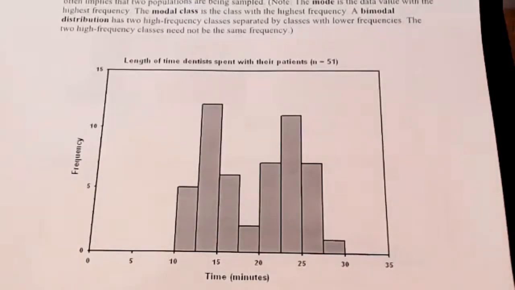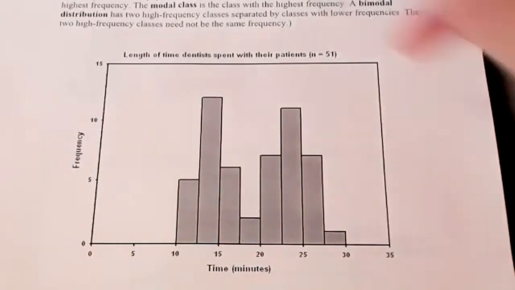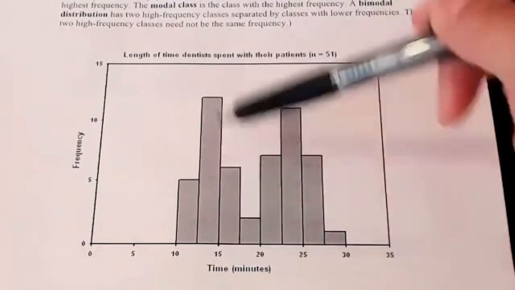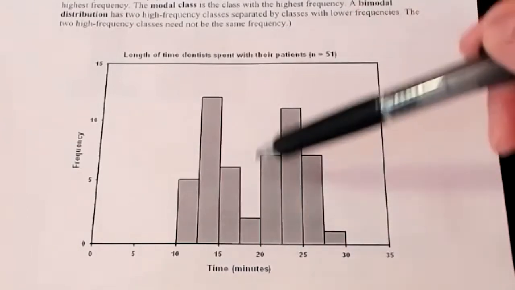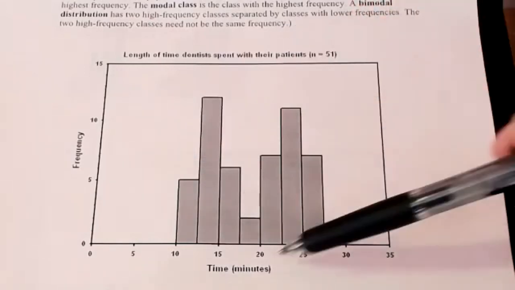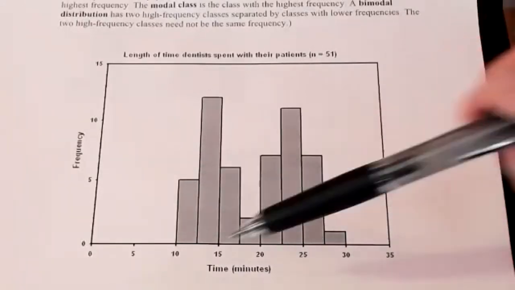Next, we have a bimodal distribution. Notice that there are two bars with the greatest frequency that are pretty similar, but they happen in separate intervals. With this particular example, I thought this was a clever way of describing the length of time dentists spent with their patients. You have this typical area here, and then you have this group above. What do you think is the difference between the patients who fall in this region and the patients who fall in this one?